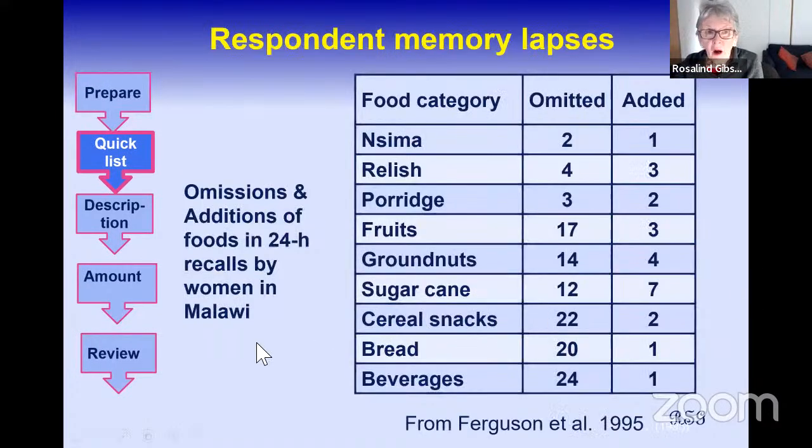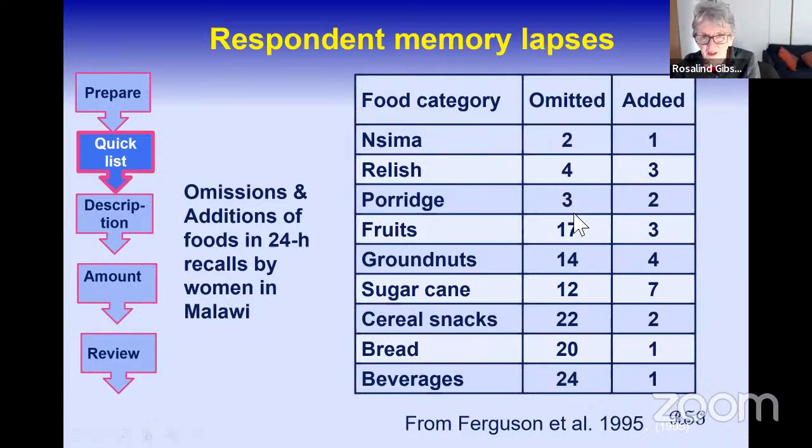This is some data on respondent memory lapses from a study that Dr. Elaine Ferguson undertook in rural Malawi. In this particular study, she carried out a weighed record, and then the next day, she went back to the same household and performed a 24-hour recall. So she was able to check against her weighed record how many omissions and additions had occurred in her 24-hour recall by the women who were the respondents.